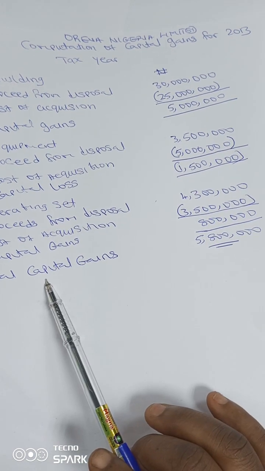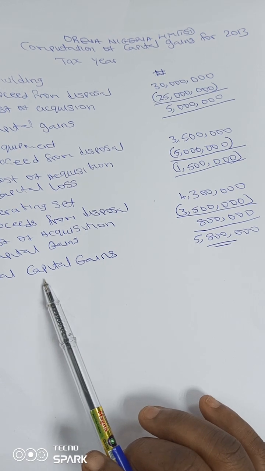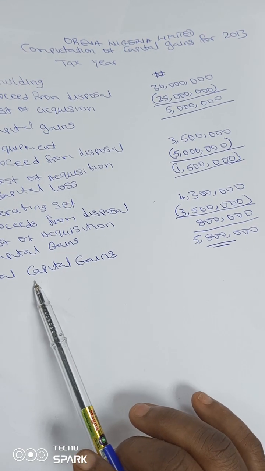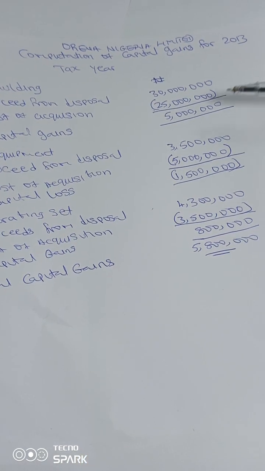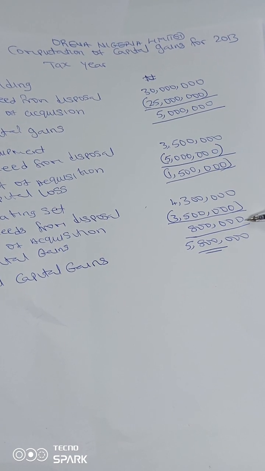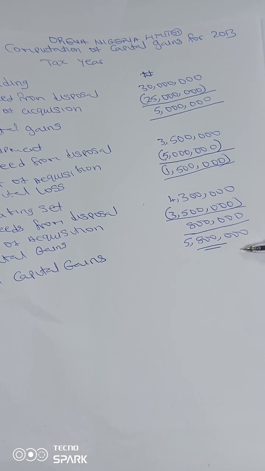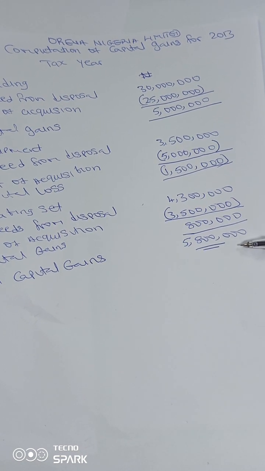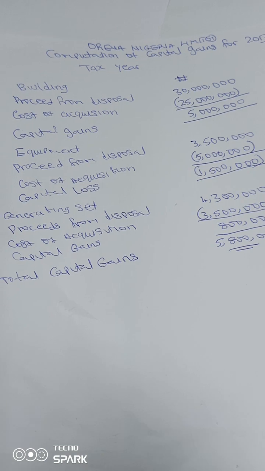Okay. In total, when you are to give your final answer, the total capital gain is you are bringing the profit of the building and the profit of the generating set, and you have 5,800,000 naira.